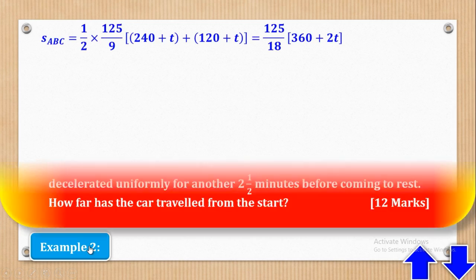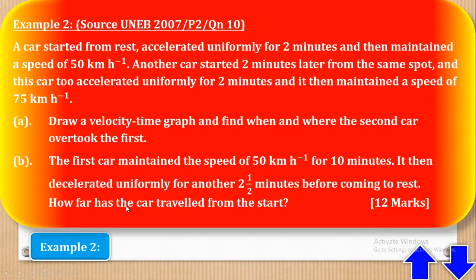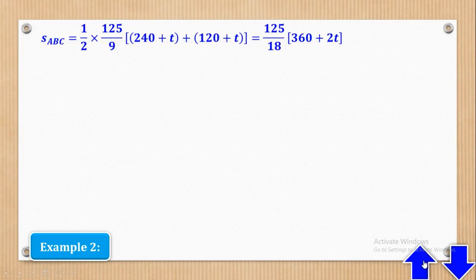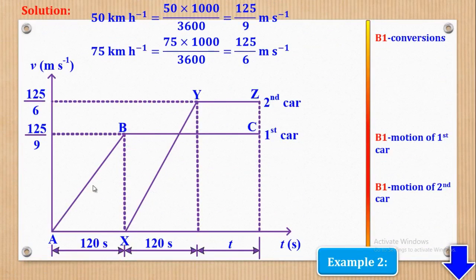So when they meet, since they started from the same point, it means that the distance traveled will be the same. So what we are going to do, we shall go back to this graph and look for distance AB. So distance ABC, realize that it's a trapezium. This is the trapezium with the height of 125 over 9.